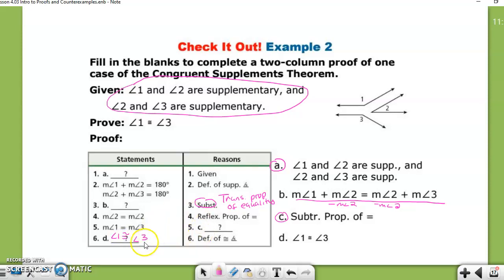I could have filled this part in even if I didn't know anything else in the proof. So now that I've got the same measure, I can say that they're congruent by the definition of congruency.